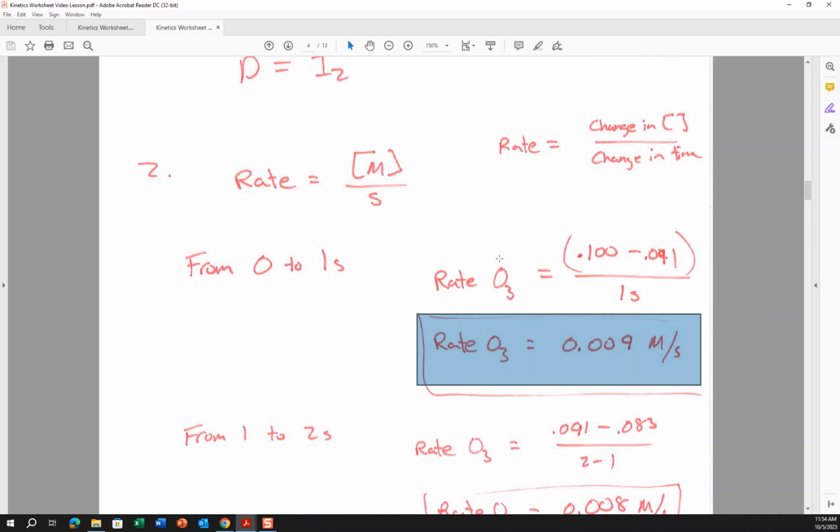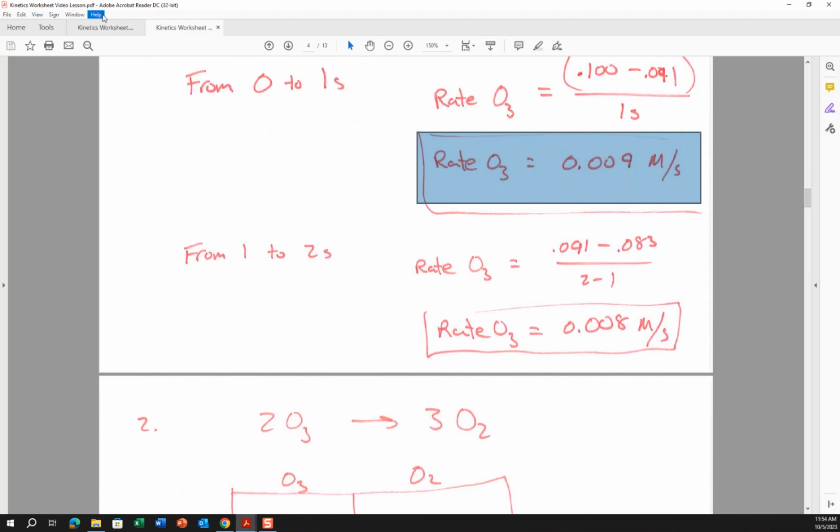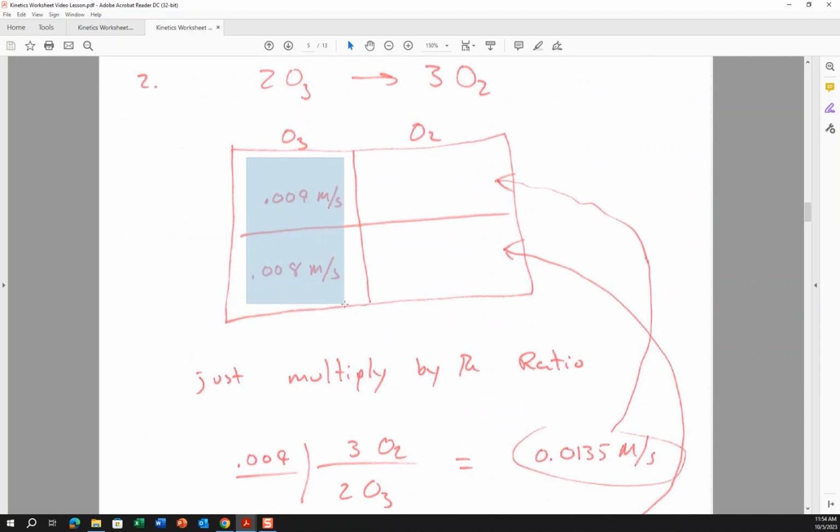But then as the reaction proceeds and you make more and more products, the rate of the forward reaction will start to increase. But that's really not what the question's asking about. It's just figuring out those rates. So in my chart, I have these two rates.